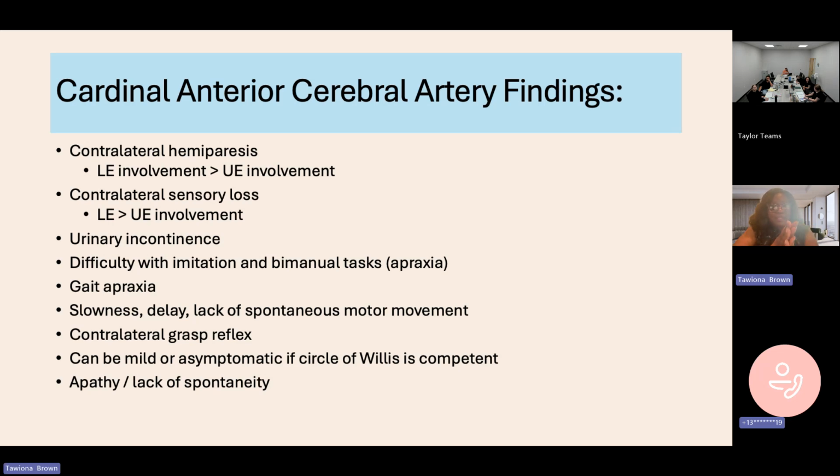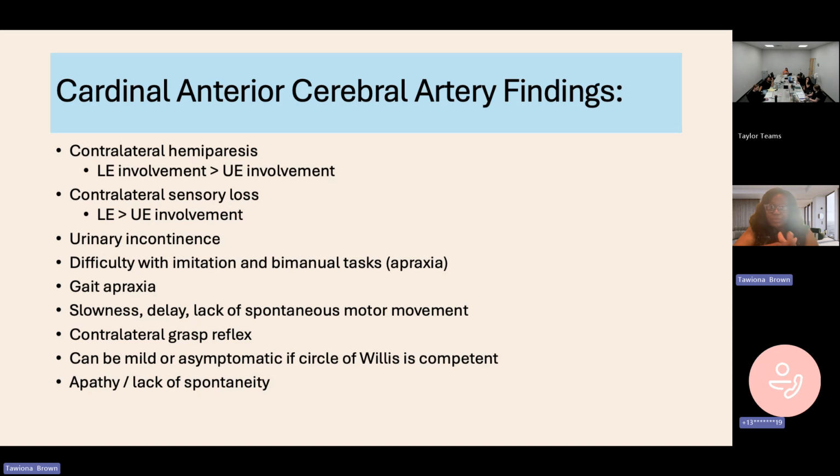So these are some of the things that you're going to see. This is what happens. This is the syndrome, okay? You're going to have contralateral hemiparesis. It's going to affect the lower extremities more so than the upper extremities. Now, that's not to say that the upper extremities won't have involvement, but you're primarily going to see impairment in the lower extremities. You're going to have also a contralateral sensory loss. It's going to be more prominent in the lower extremities than the upper extremities. You're going to have urinary incontinence with this patient.